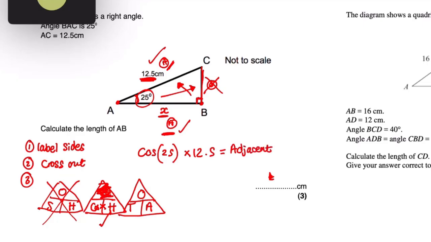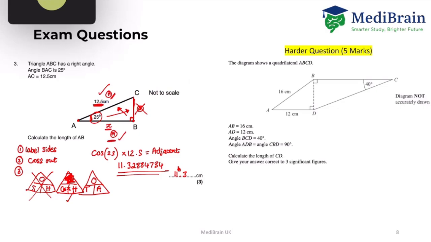Okay, so we can just type that into our calculator. Cos 25 multiplied by 12.5. And that gives us an answer of 11.32884734. If we were to round this to one decimal place, it gives us an answer of 11.3. Okay, 11.3 to one decimal place. And that would be worth 3 marks.